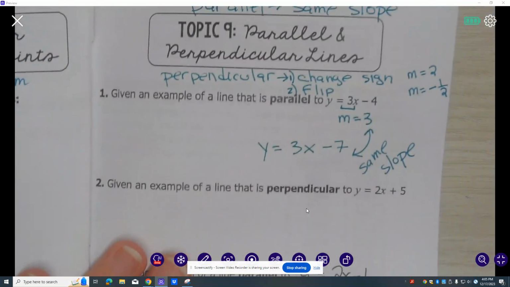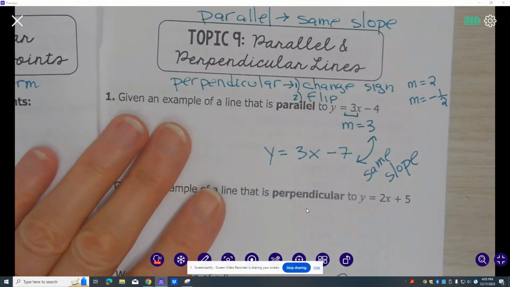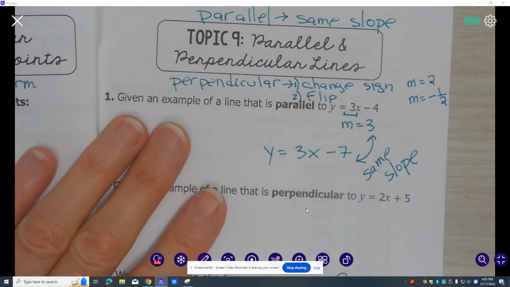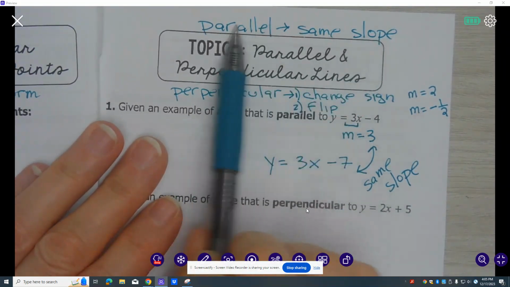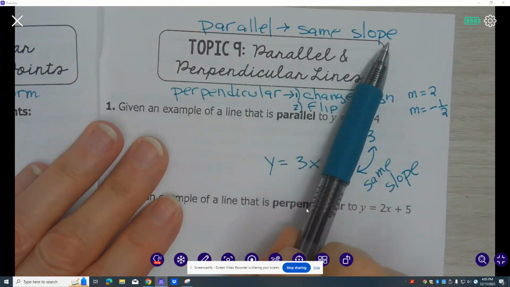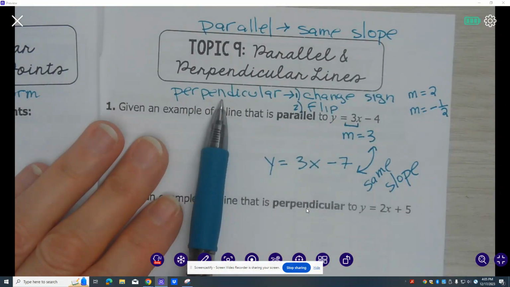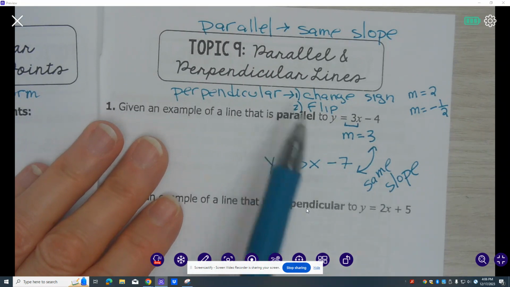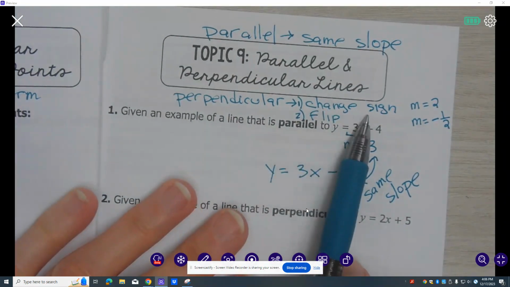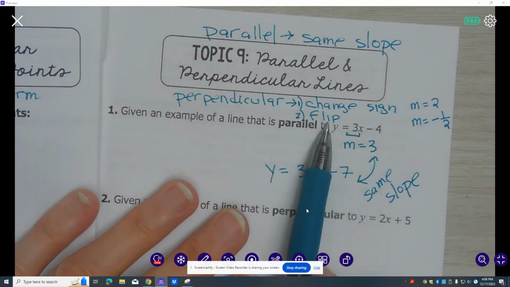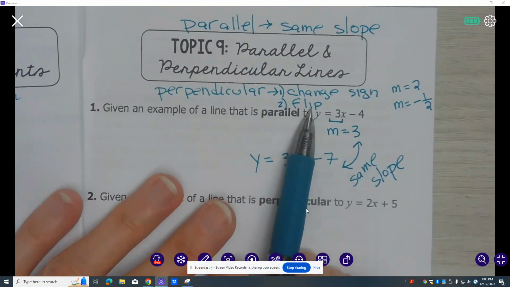This is just a short video to finish up topic 9 in that yellow linear equations review booklet that we started last week. This is where we left off, and we added on the top of this page that parallel lines have the same slope, and perpendicular lines you need to make two changes. The first one is change the sign, and the second one is flip the slope.